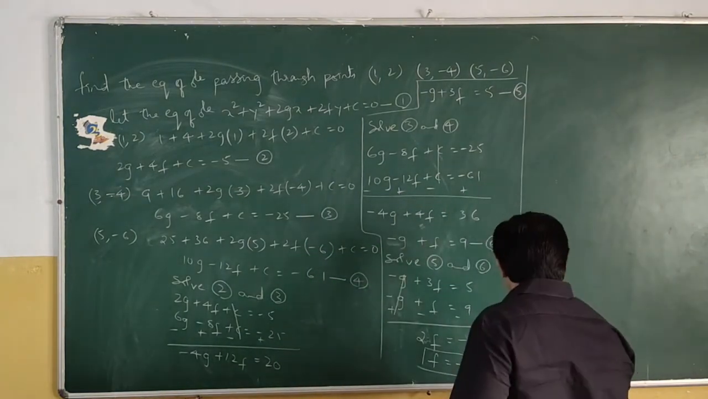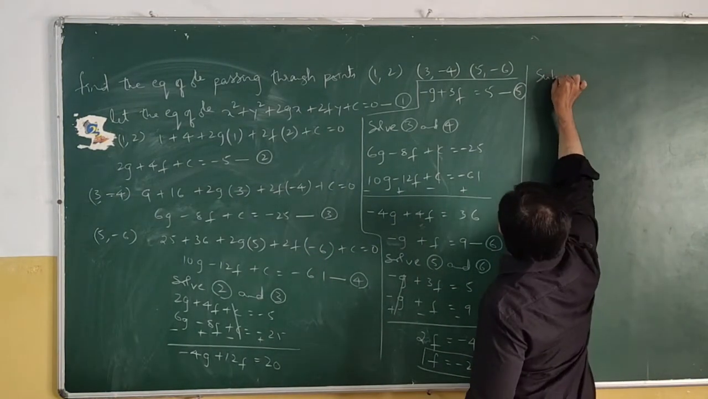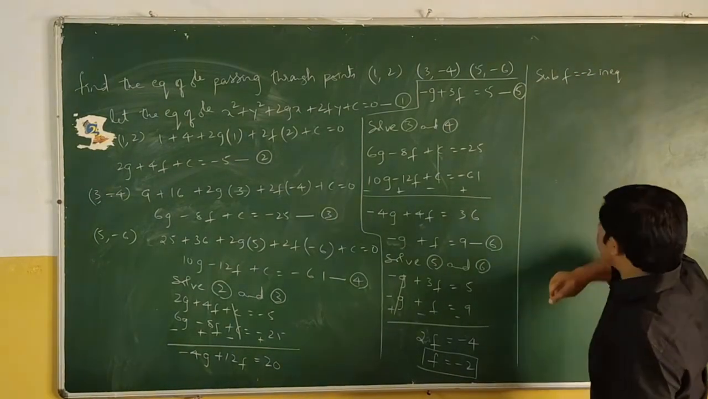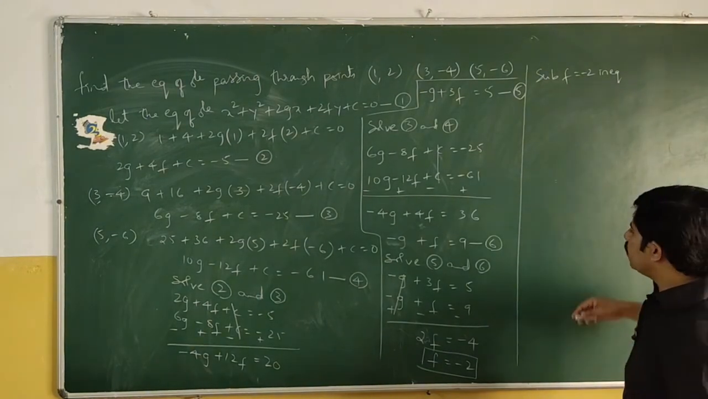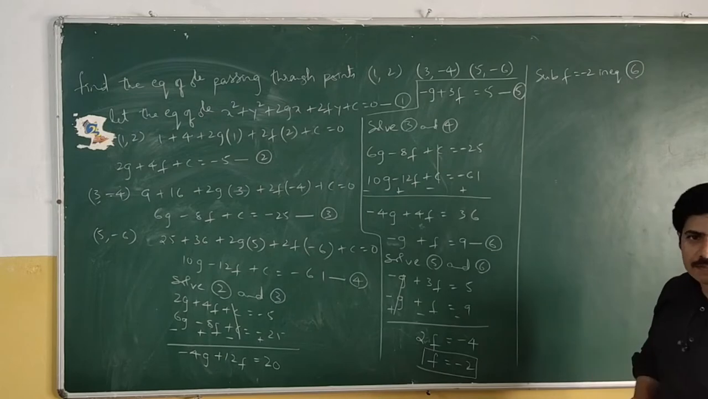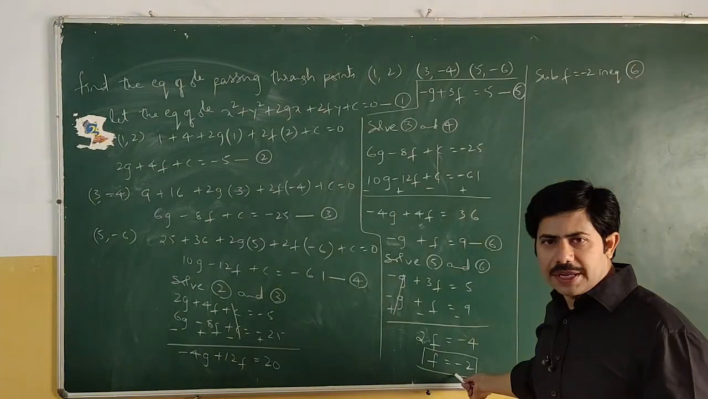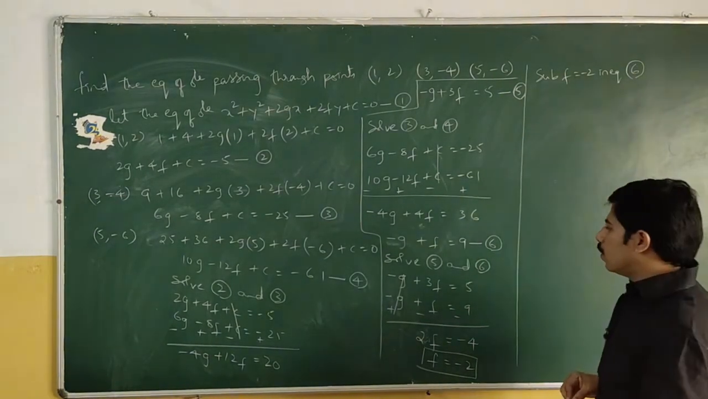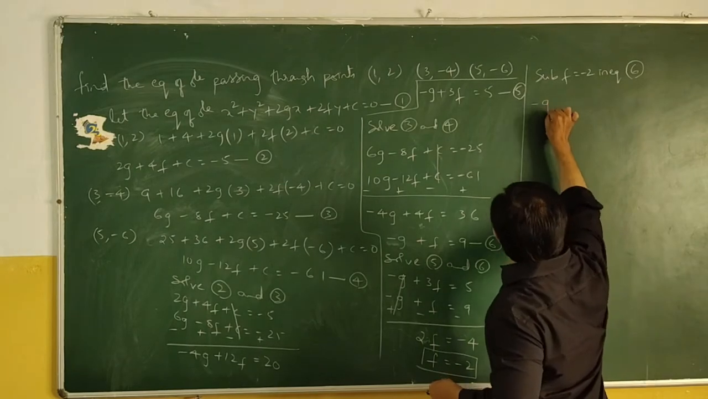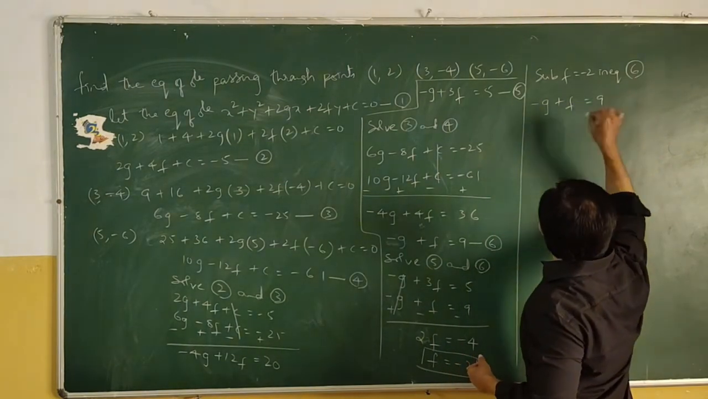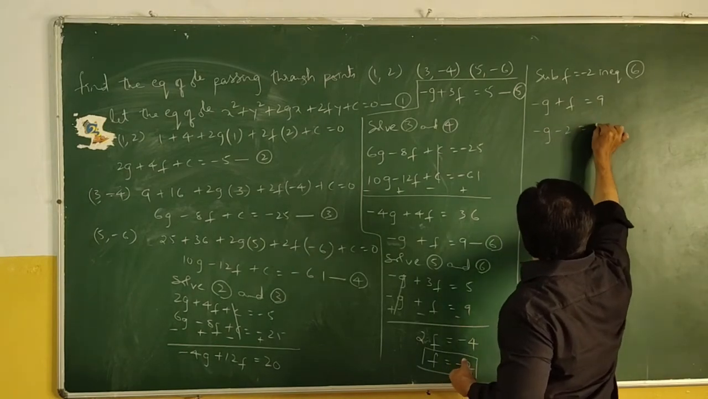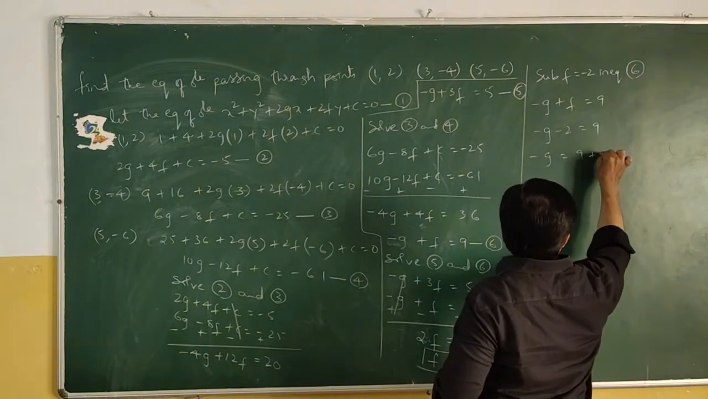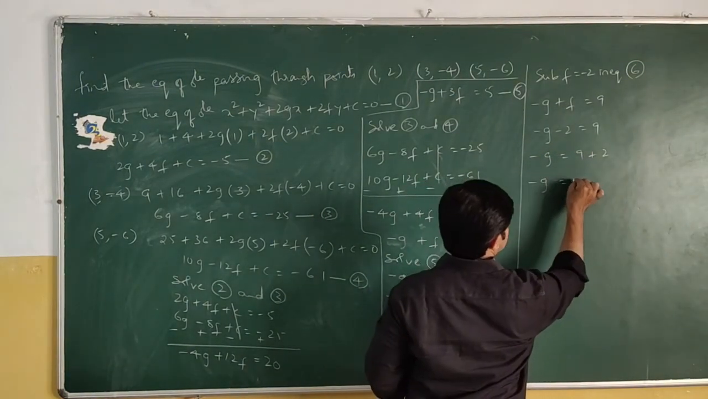So now what I do is substitute f is equal to minus 2 in equation 5 or 6, any one you can take. I am taking 6. So what is equation 6? It is minus g plus f is equal to 9. So minus g minus 2 is equal to 9. Substitute it. So minus g is equal to 9 plus 2. Minus g is equal to 11.